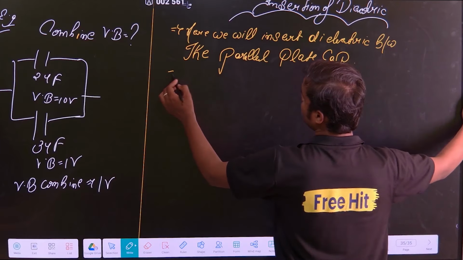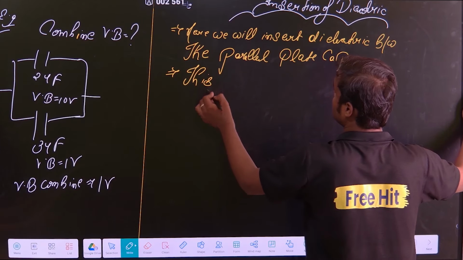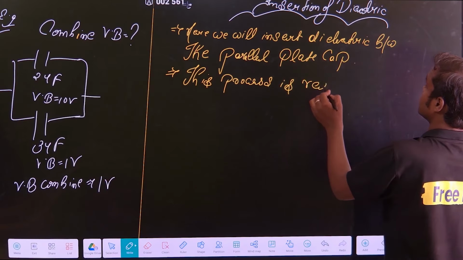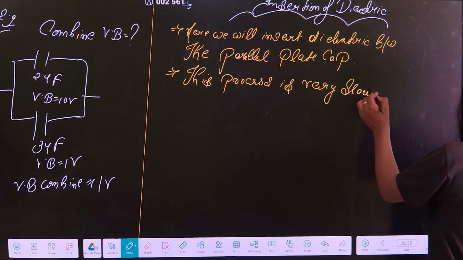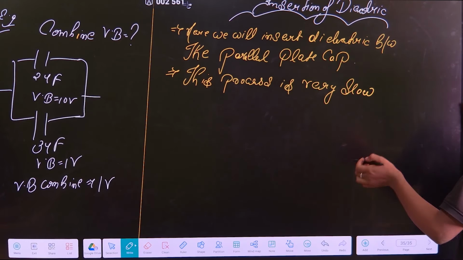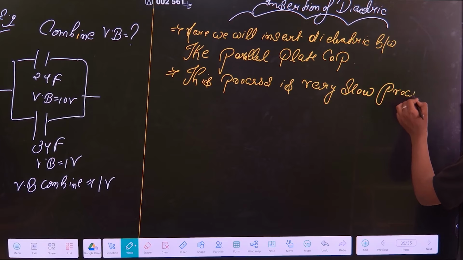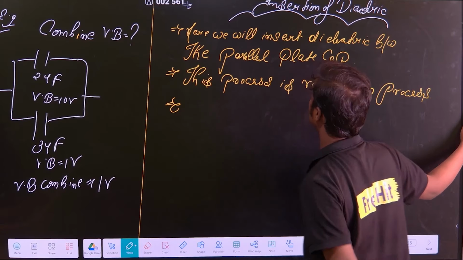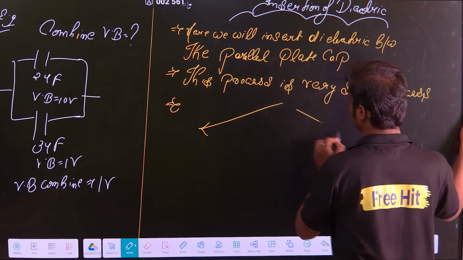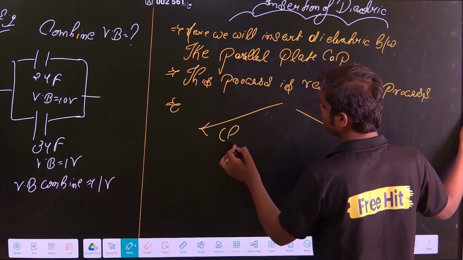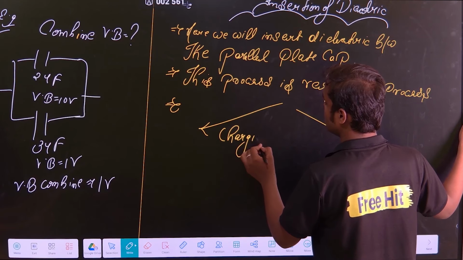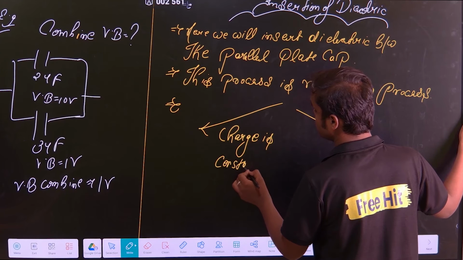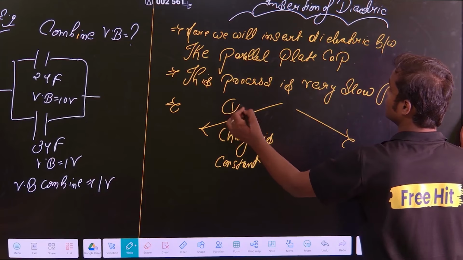This process is very slow, quasi static, very slow process. I hope you remember quasi static, class 11 thermodynamics. Quasi static process means very slow process. Remember, there are two ways of doing this. One is when charge is constant, that is one way.